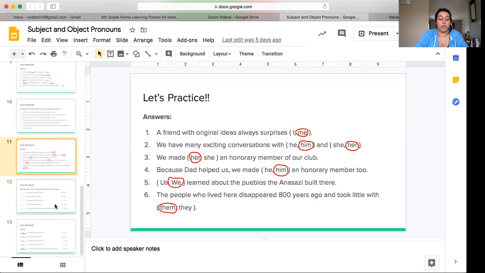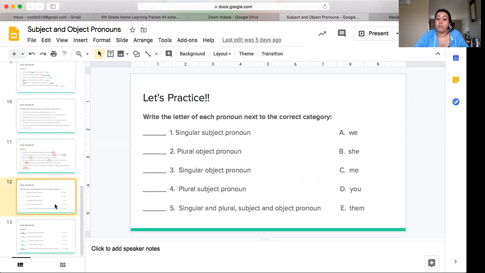Okay, we're going to do one more round of practice problems. The directions say, write the letter of each pronoun next to the correct category. So we're going to identify the pronouns on the right with their category on the left. Number 1, singular subject pronoun. So you need to decide, is we, she, me, you, or them a singular subject pronoun? Number 2, plural object pronoun. Is it we, she, me, you, or them? Number 3, singular object pronoun. We, she, me, you, or them. And number 5, it's singular and plural, subject and object pronoun. We, she, me, you, or them.